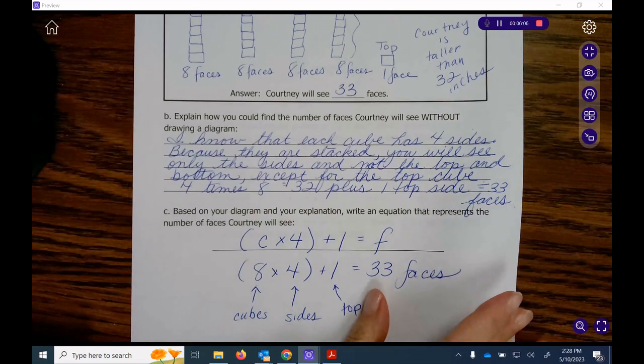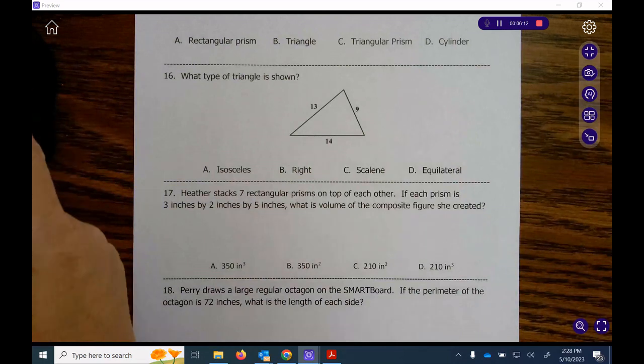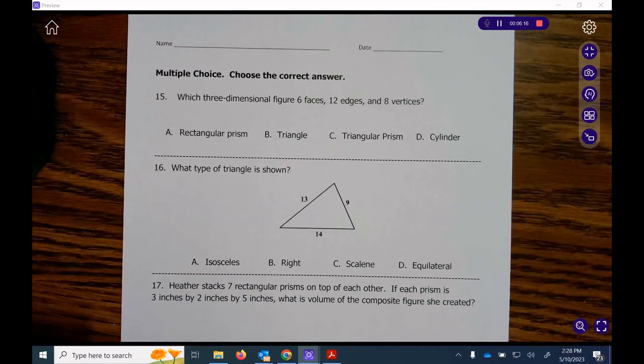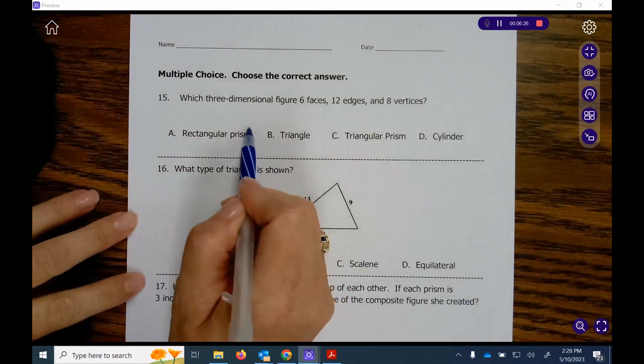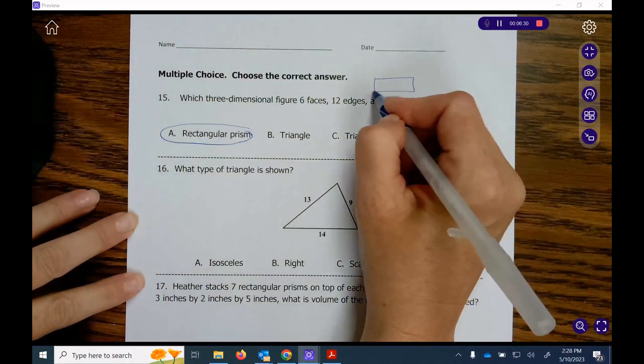Alrighty then, moving on. Multiple choice. Choose the correct answer. Which three-dimensional figure has 6 faces, 12 edges, and 8 vertices? Well, that would be a rectangular prism, and that would look something like this.